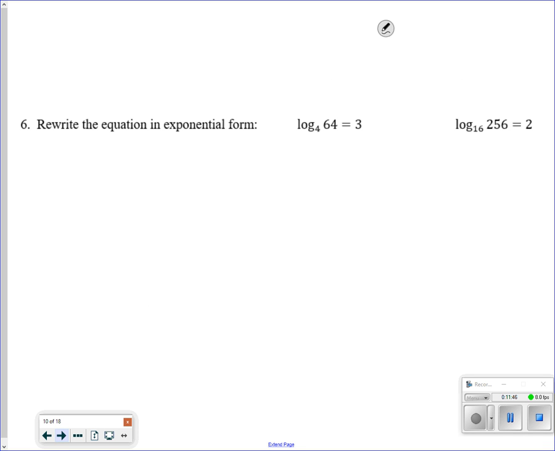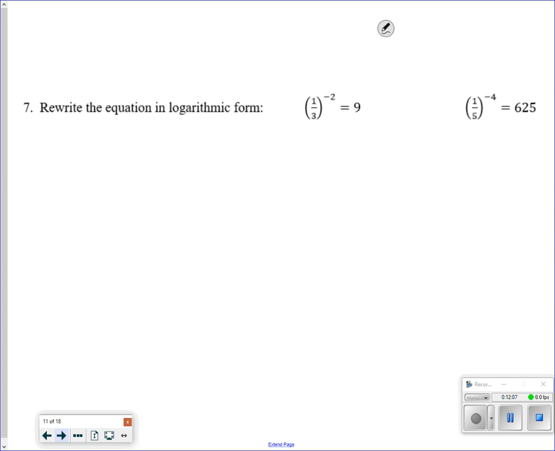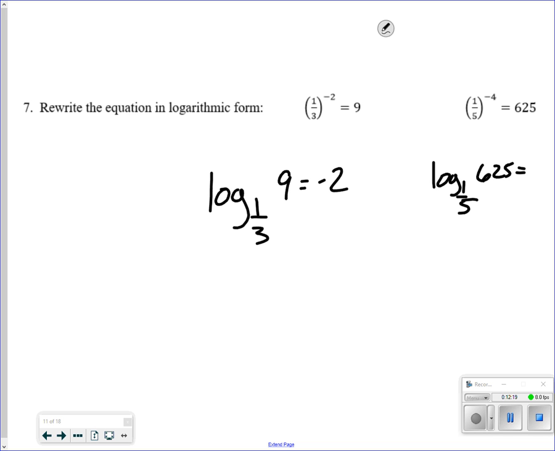Rewrite. All right, so now we're going to do a little bit of logarithms. This is the spiral technique, okay? Remember, logs equal exponents. So base, exponent. So 4 to the third power equals 64, and 16 to the second equals 256. So this is writing logarithmic form into exponent form. And so the next one, what is the base? Well, the base is 1/3, and the exponent is -2. And remember, logs equal exponents. So the base is 1/5, and the exponent is -4.